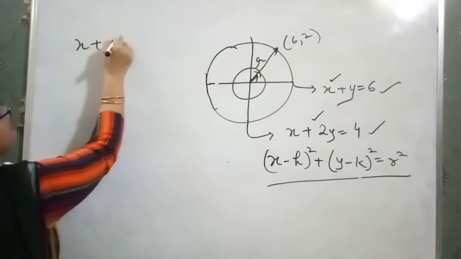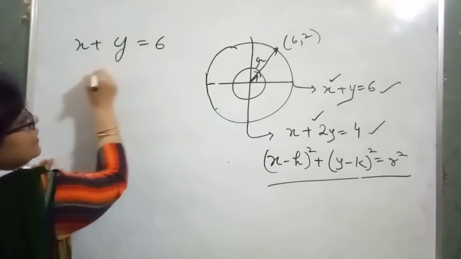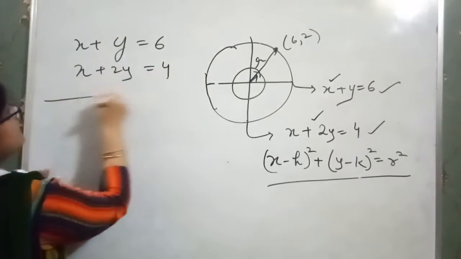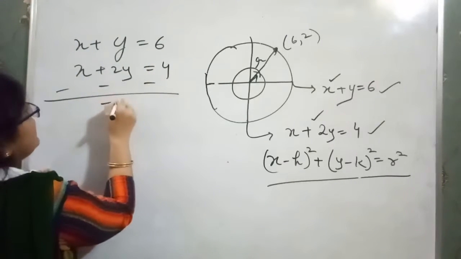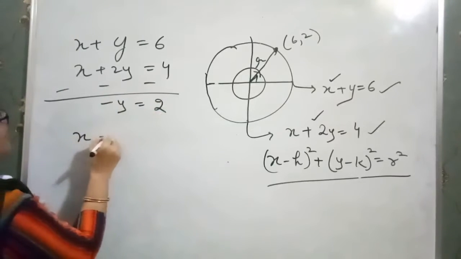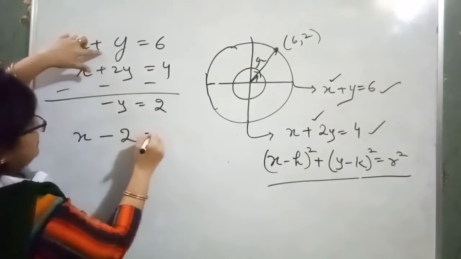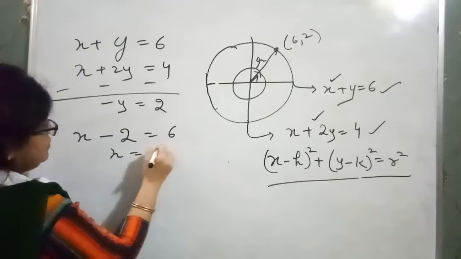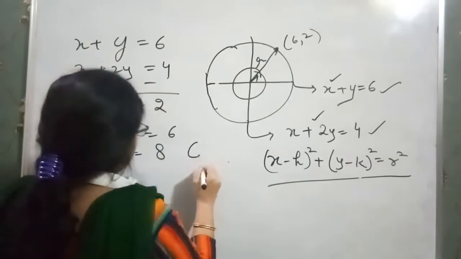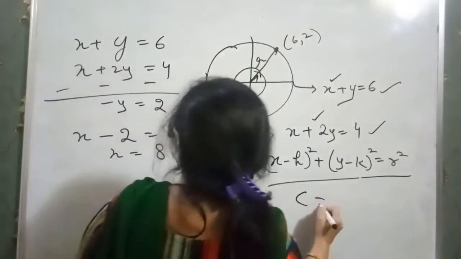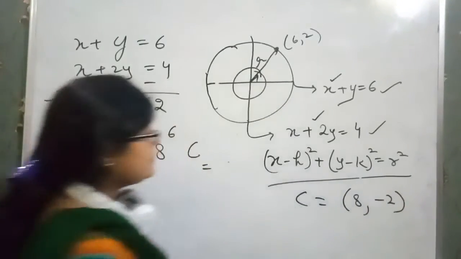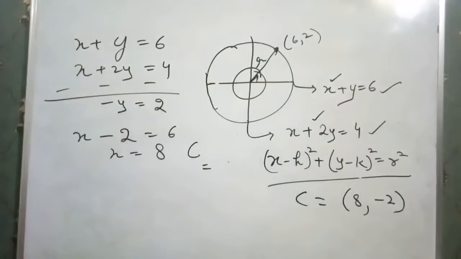x plus y is equal to 6 and x plus 2y is equal to 4. After solving, we have minus y is equal to 2. Now putting it in the equation, we have x minus 2 is equal to 6, that is x is equal to 8. So our center is (8, minus 2). Clear?